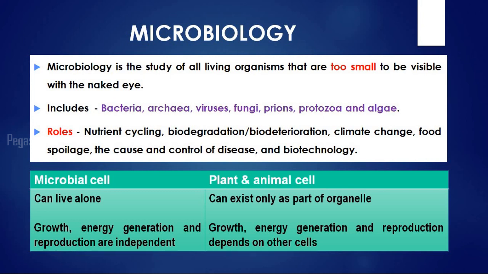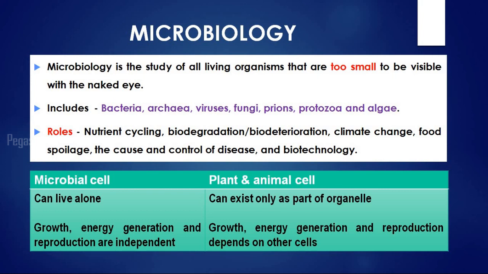The first thing about the chapter microbiology is the difference between the microbial cell and the plant or animal cell. The microbial cell is a typical structure that is capable of living alone. Different cell functions like growth, energy generation, and reproduction are performed independently. They don't need any other cells or any other interaction to perform these functions.